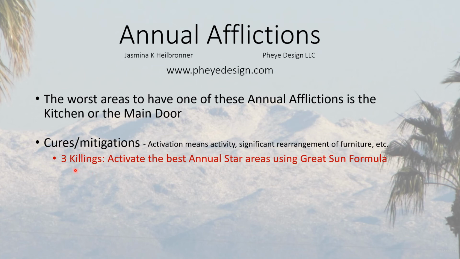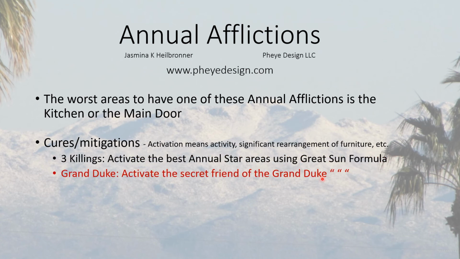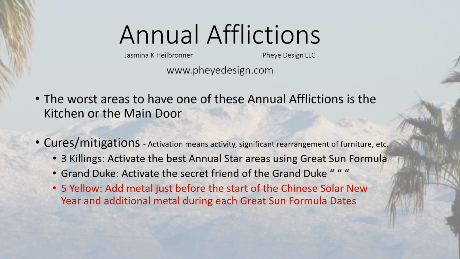Again, this is just a summary. For the 3 killings, you want to activate the best annual star areas in your house using the Great Sun formula. For the Grand Duke, you need to activate the secret friend of the Grand Duke, again using the Great Sun formula. And for 5 yellow, you add metal just before the start of Chinese New Year, or the Solar New Year, and any time it's been activated, you put additional metal during the Great Sun formula date times.